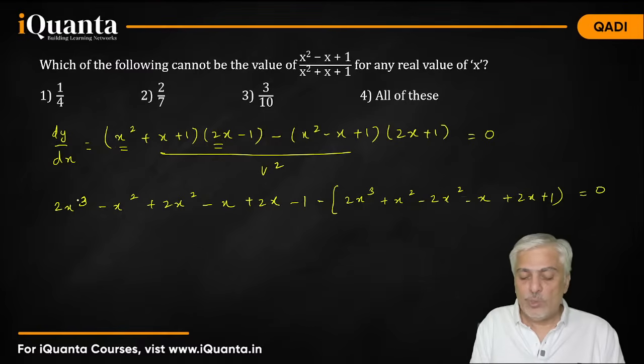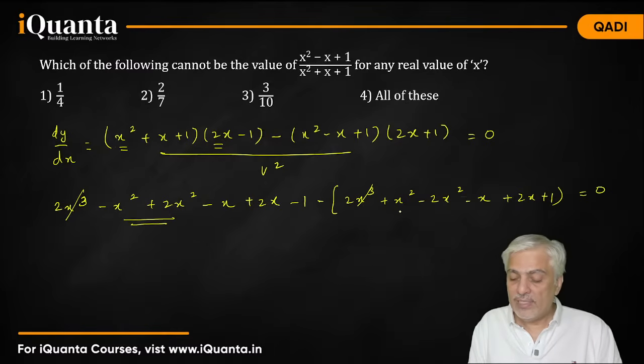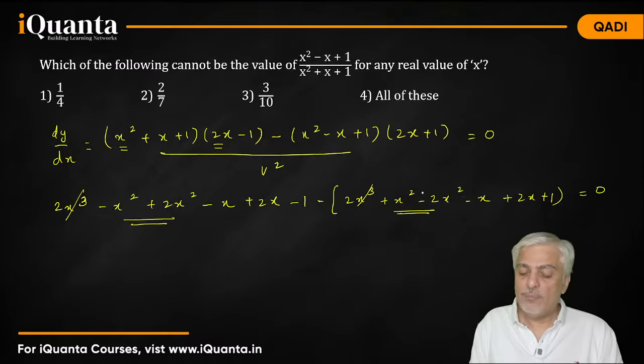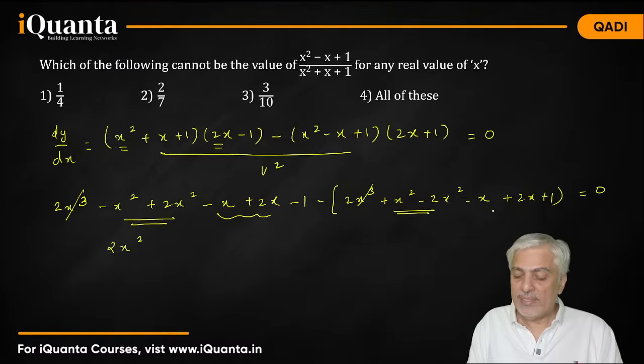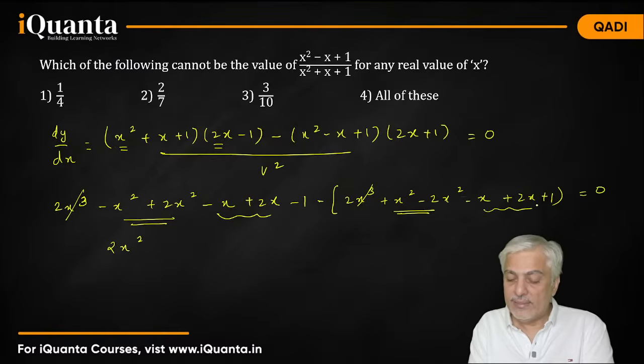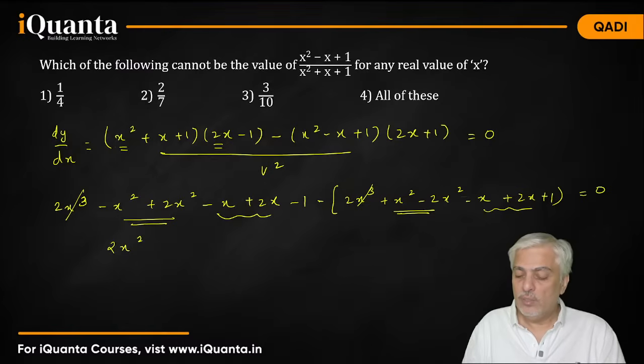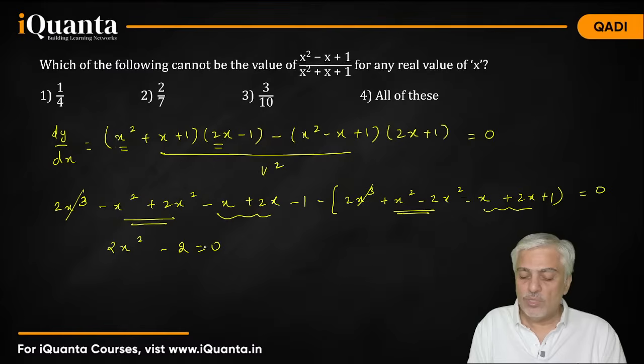So, when you open the bracket up, 2x cube and minus 2x cube will cut. This will become x square and this will be again negative x square, so it will become positive. So, we will get 2x square. This will become 1x, and I think this will also become 1x. If I have done it right, I don't think so. I made a mistake. Yeah, that will also become 1x, so it will cut out. Minus 2 is equal to 0. Divide by 2, x square minus 1 equals 0. So, x square is 1, x is plus or minus 1.